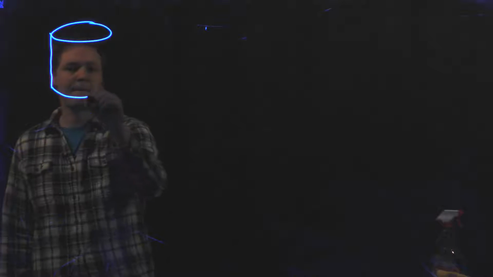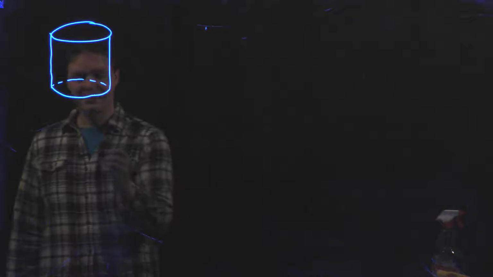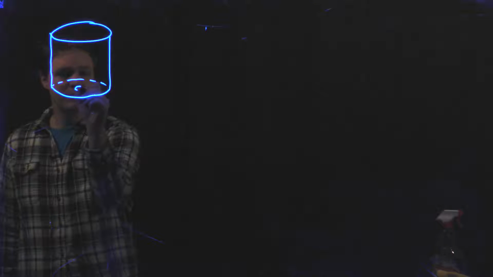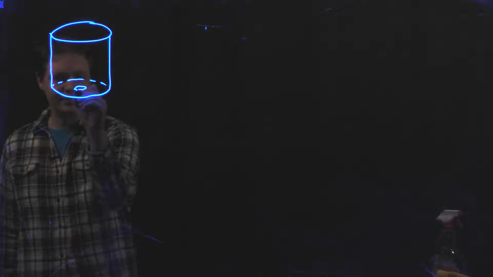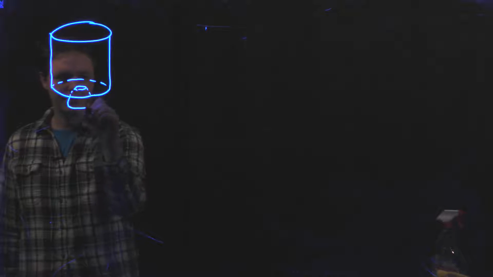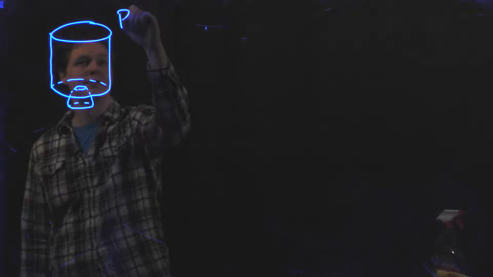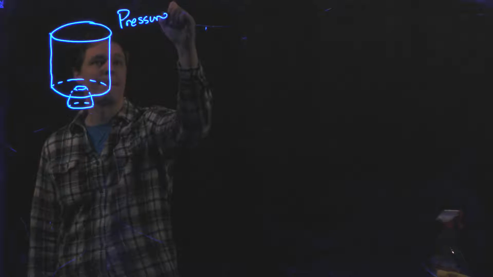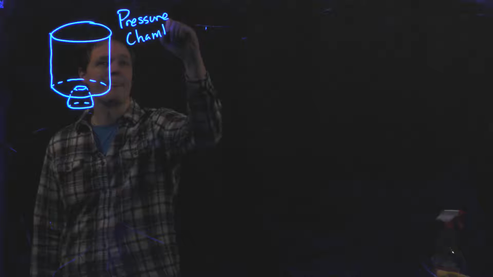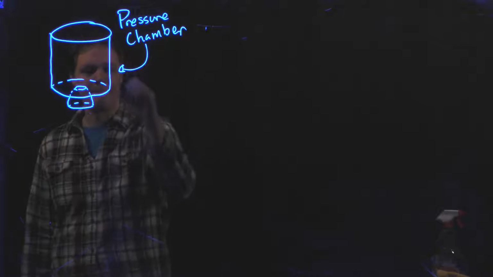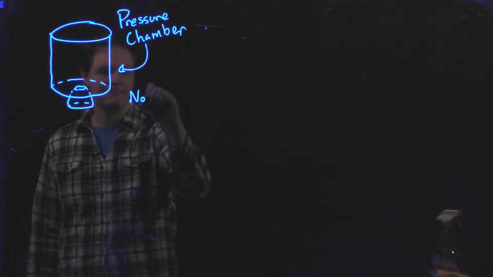How do rocket engines work? Well, a rocket engine consists of two parts. The first part is a pressure chamber, which is usually just a cylinder. And the second part is some way for the material inside the pressure chamber to escape, which we call a nozzle. And so we have the pressure chamber and the nozzle.